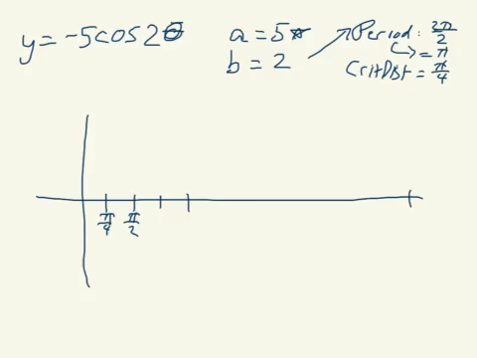That would be 4 pi over 4, which is pi. And 4 more would be 2 pi. And halfway between there would be 1.5 pi or 3 pi over 2. So I got my x scale done. Y scale, my amplitude is 5, so I'm just going to go up 5 and 5.